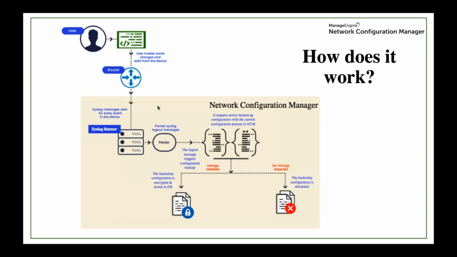So this is the back end of what happens in NCM when you enable the change detection mode. So here, for a particular router, when you enable the change detection, the router is going to start sending the syslog messages for every event to the syslog listener inbuilt in NCM. Now when a user logs into this device and makes a change to the device and logs out of it, the router is going to send this logout message to the syslog server. Here, upon detecting this logout message, NCM is going to trigger a configuration backup of that device.